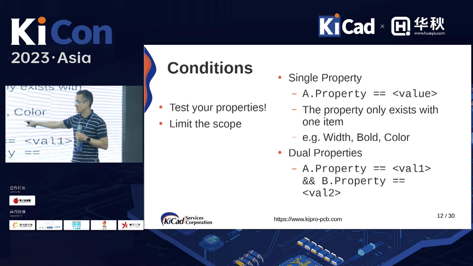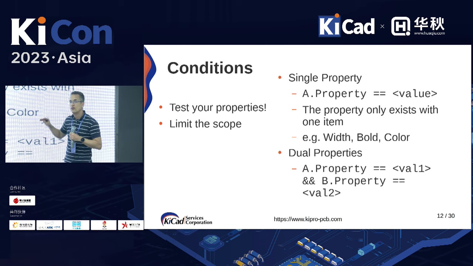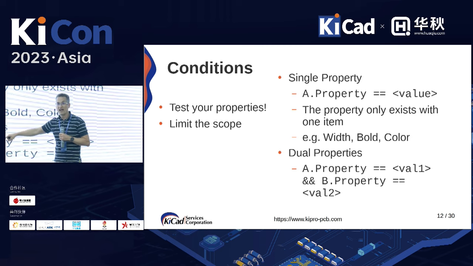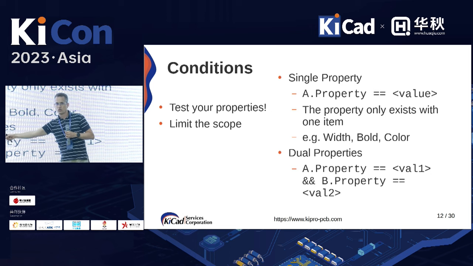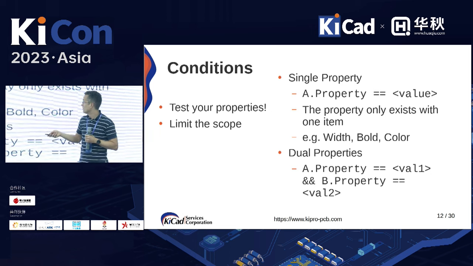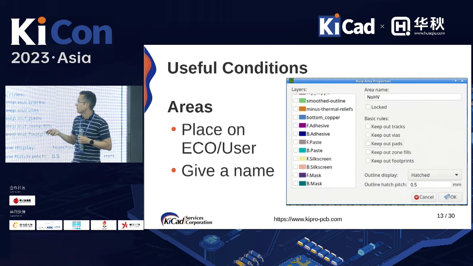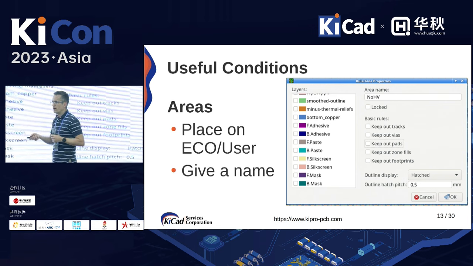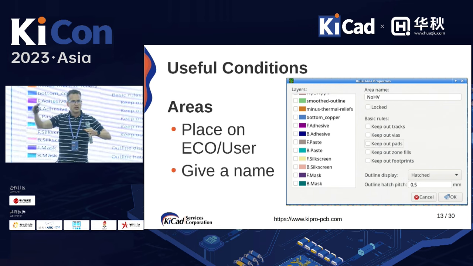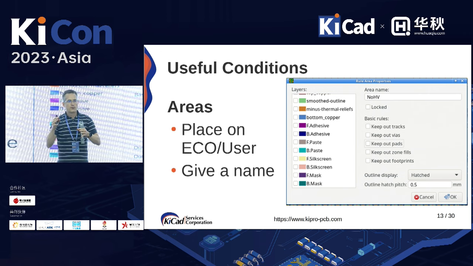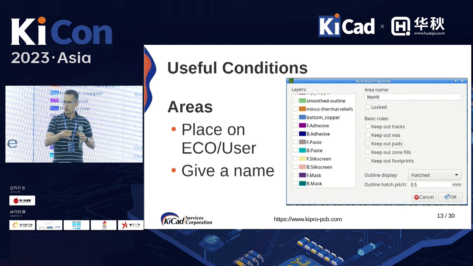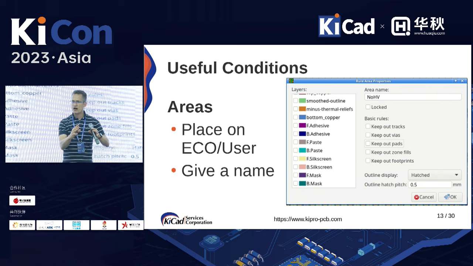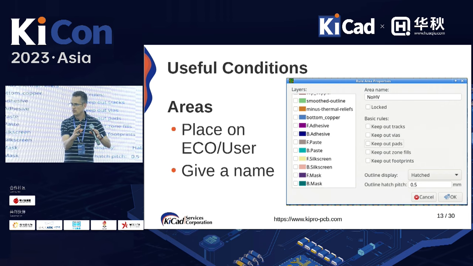You can set the type of object you're interested in with the property, and you can also say this only applies if the other object we're looking at has this other property. Right, so this allows you to limit scope. Now, useful conditions. These are areas. One of the things you often want to do is you often want to design a different process for a different area of your board. Right? You have one area of your board, you have all of your high-speed routing.